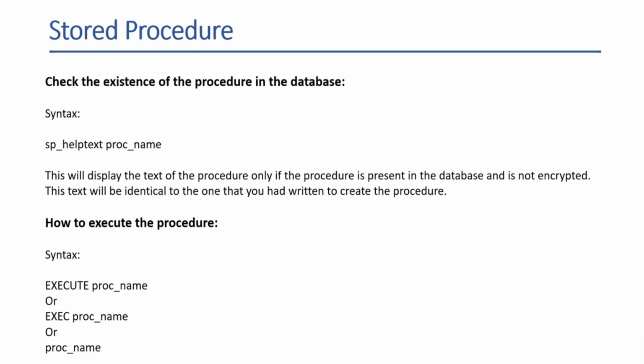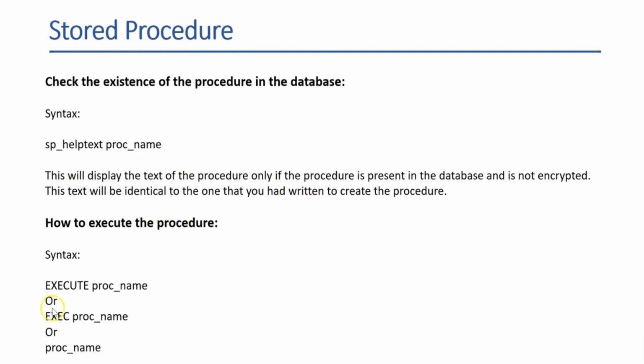So how to check whether the procedure is already present in the database? For that you can use the command sp_helptext, followed by the procedure name. This will display the text of the procedure only if the procedure is present in the database and is not encrypted. And this text will be identical to the one that you had written to create the procedure. That I'll show you.